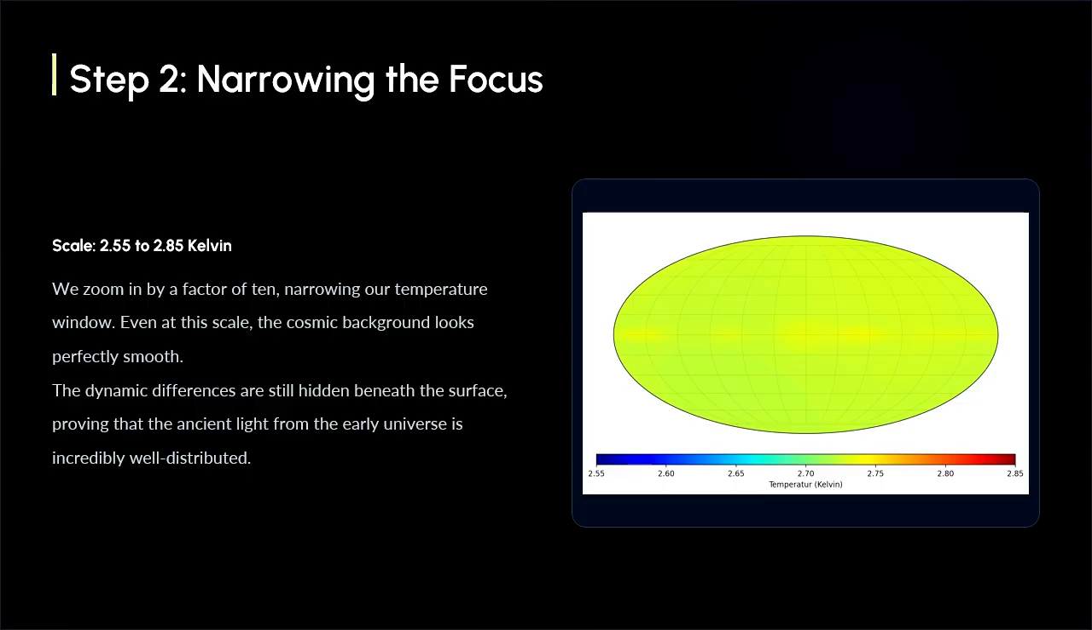Narrowing the focus. At a scale from 2.55 to 2.85 Kelvin. We zoom in by a factor of 10, narrowing our temperature window. Even at this scale, the cosmic background looks perfectly smooth. The dynamic differences are still hidden beneath the surface, proving that the ancient light from the early universe is incredibly well distributed.